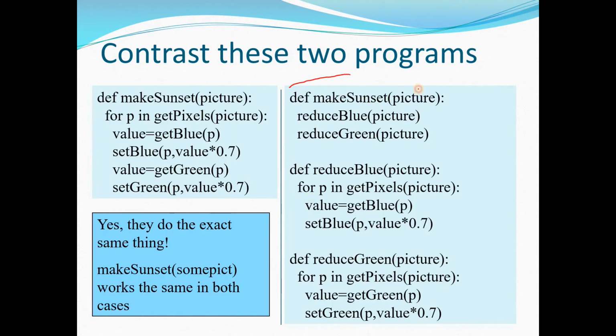These two codes over here, they do the same thing. The code over here, mix and set, has one for loop, and inside the for loop we change the blue and then we change the green color. This is a different approach over here. Here we have one function, mix and set, that will call two other functions, reduce blue and reduce green, and in each of these functions there are for loops to reduce the blue color and then the green color.